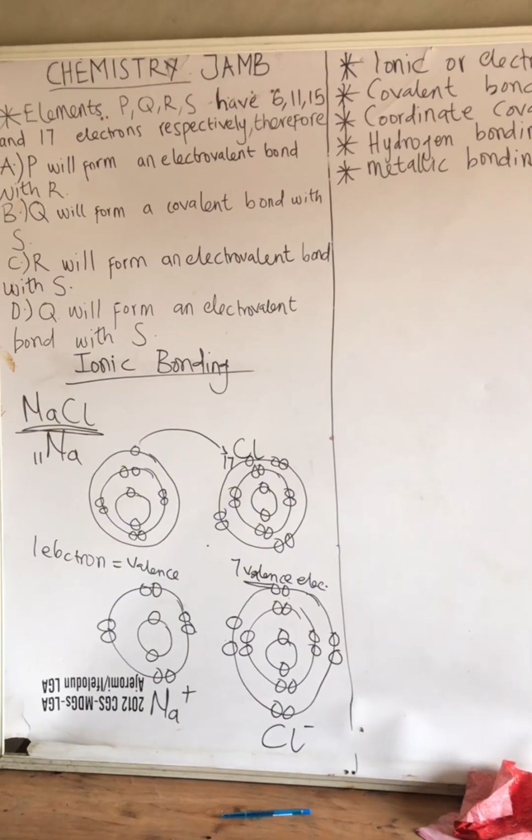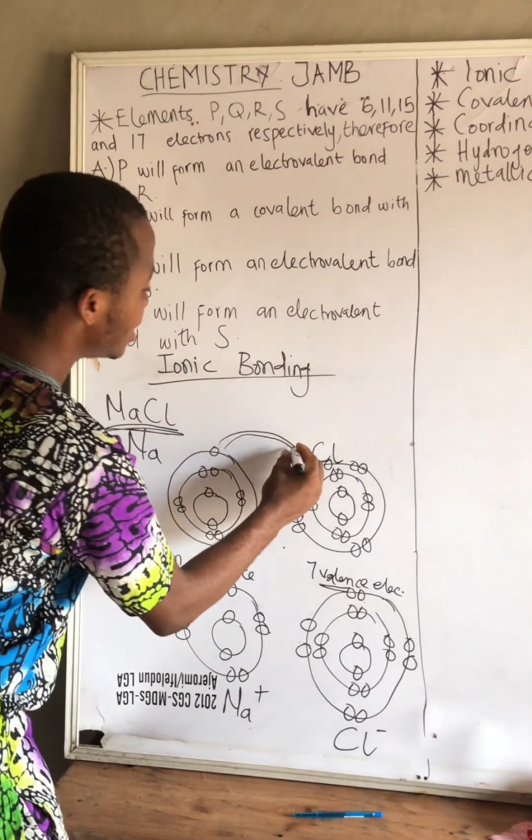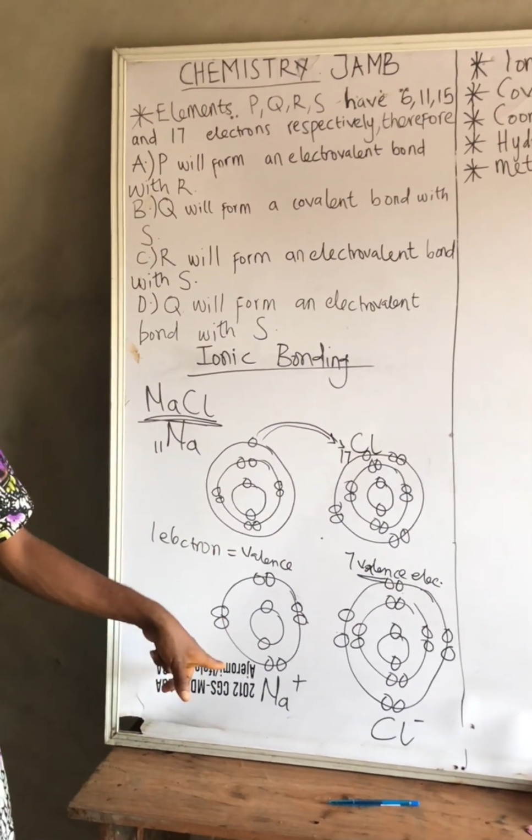So ionic bonding is formed when an atom completely transfers its electron to another atom so it can become stable.